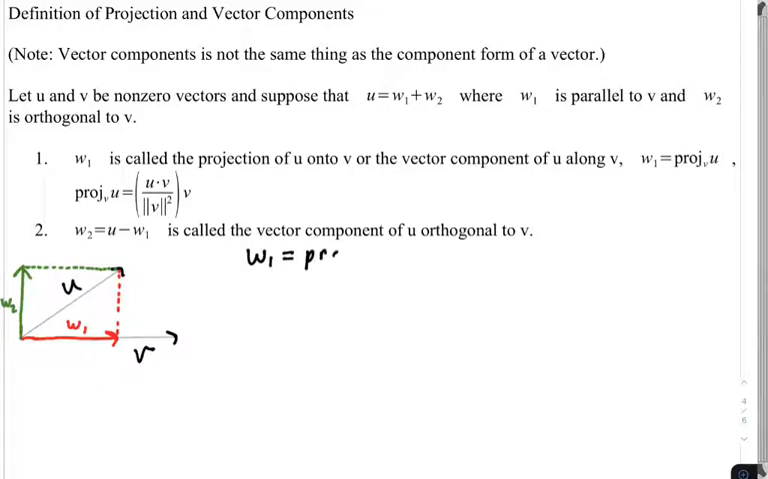So w1 is equal to the projection of u onto v. Let's go ahead and look at theta. Theta is going to be the angle between u and v, or the angle between u and w1. So we're going to look at the cosine of theta is equal to the magnitude of w1 over the magnitude of u. So we're just looking at it as adjacent over the hypotenuse, so we're looking at a right triangle here.